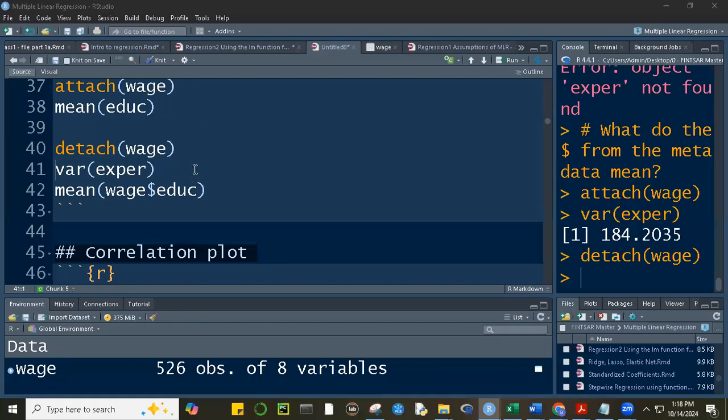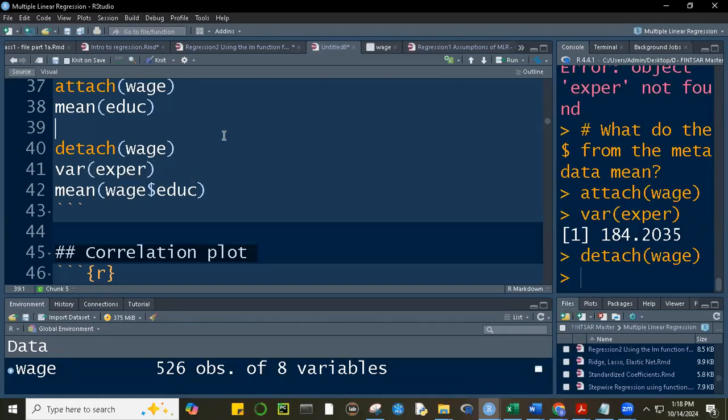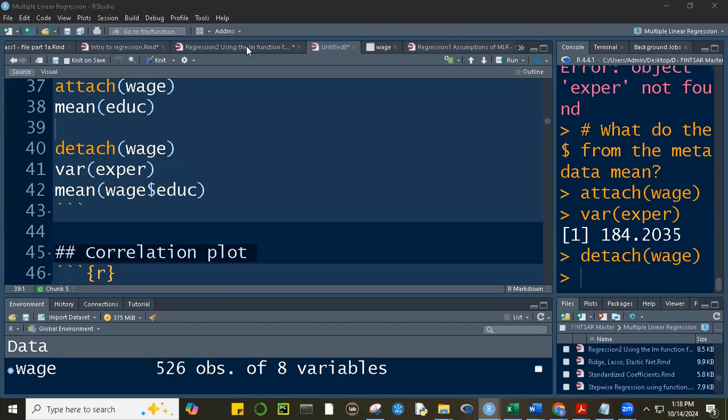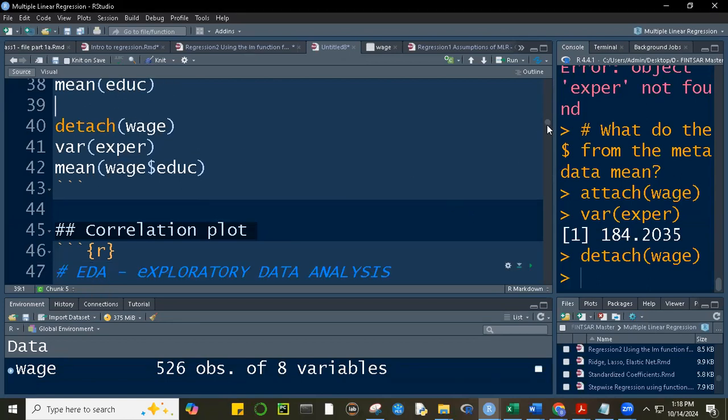Okay, so attach, detach. So if you're working on this data, si wage, tapos talagang ito lang yung data na work on, then maybe it's good to attach it. However, just remember that if you're going to work on another one, i-detach yun siguro para hindi magkaroon ng confusion.